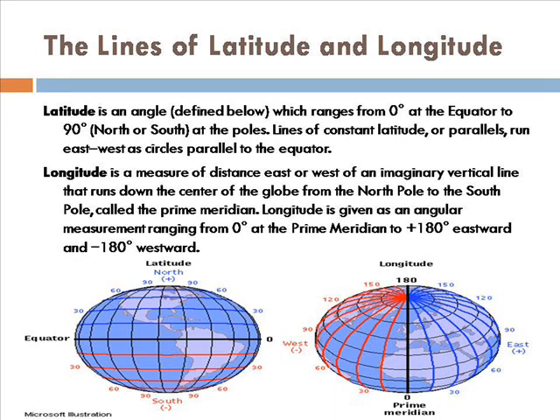What is longitude? Longitude is a measure of distance east or west of an imaginary vertical line that runs down the center of the globe from the North Pole to the South Pole, called the prime meridian. Longitude is given as an angular measurement ranging from 0 degree at the prime meridian to 180 degree eastward and 180 degree westward. By understanding these terms, we can easily find out the places and positions we are in and others.